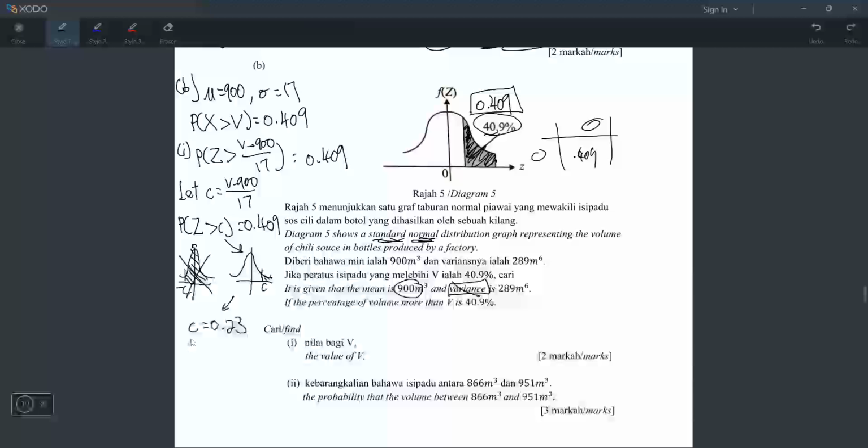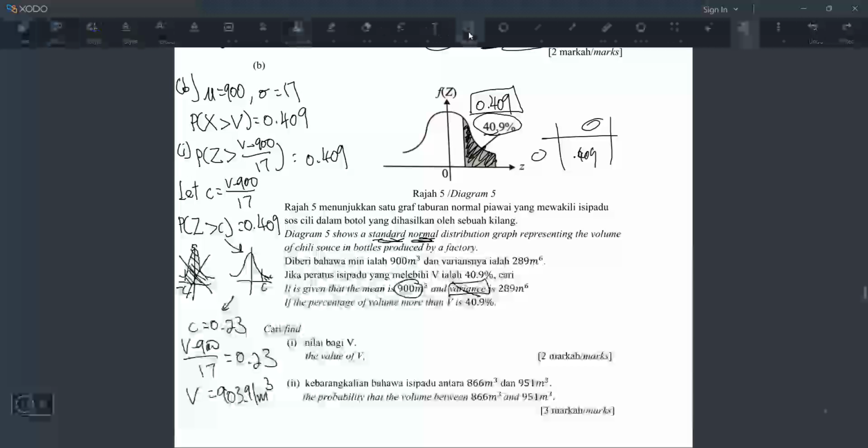So we already know my C. So V minus 900, because just now I let C equal to this, right? So now I want to change it back. So like this. And then try to find V. Let's press 0.23 times 17 plus 900. So I got 903.91. Okay, but this is volume and they use meter cube, so we use meter cube also. Okay, so that's it.